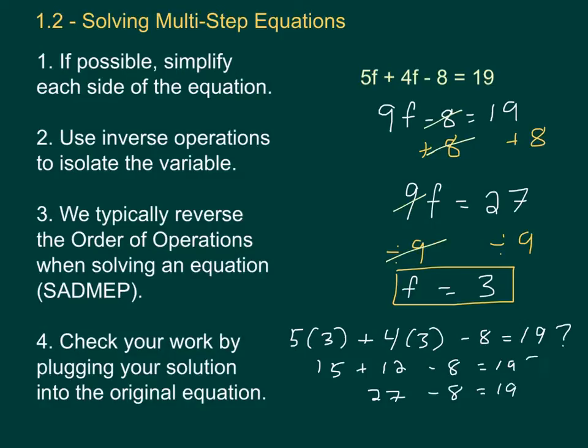I guess I should probably still keep my question mark there. I haven't shown that it's true yet. And 27 minus 8 does equal 19. So does 19 equal 19? Yes, that's our check, which we've done here. This is our check here. And so that means that f equals 3 is indeed our solution. There we go. Simple as that.